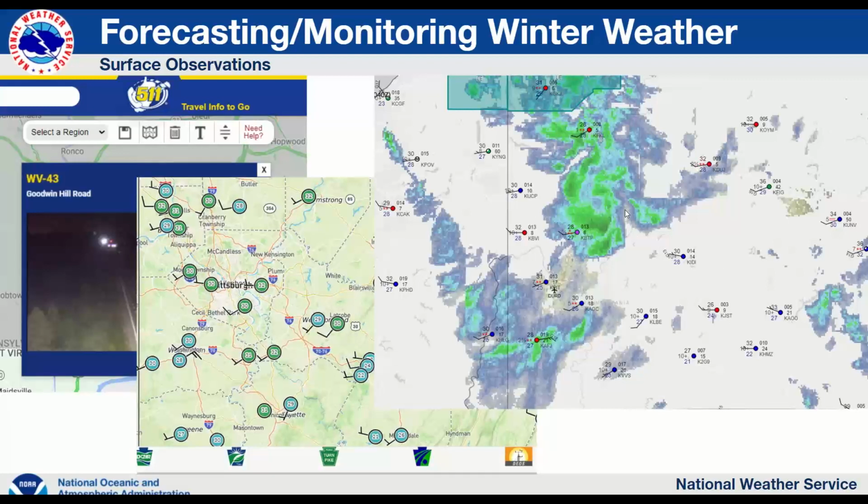It may be hard to tell in this image here, but the various numbers and dots correlate to actual weather observations that are occurring at airports all across the region. These airports are fitted with automated weather sensing systems that provide things like temperature, dew point, wind speed, wind direction, as well as what sort of weather is falling, snow, rain, and how heavy it is, as well as what your visibility is at that given location.